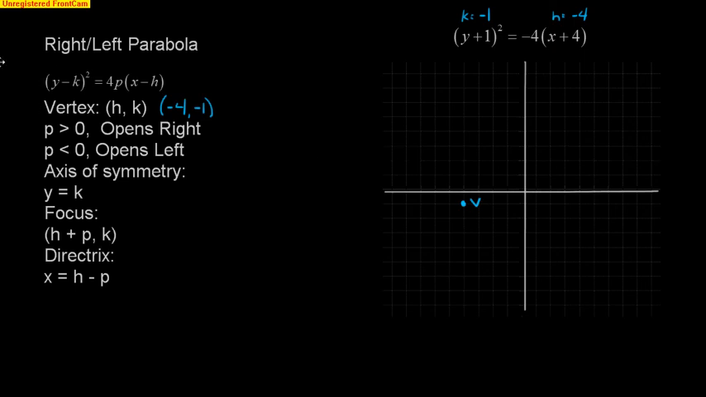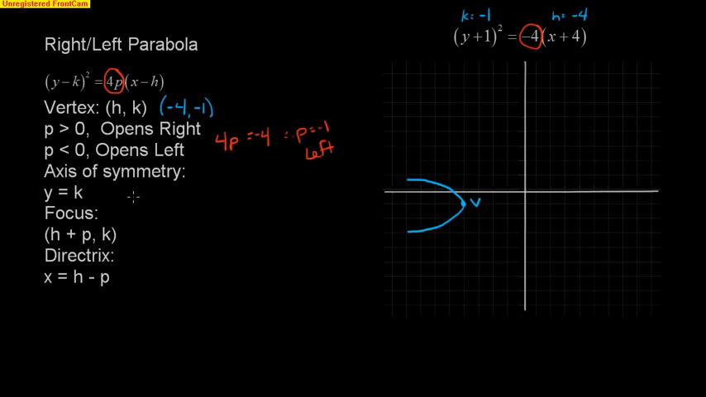Alright, which way are we opening? We're going to take 4P, that's whatever's right here in front, and set it equal to negative 4. So 4P is equal to negative 4. Therefore, P is equal to negative 1. So that tells me left. So when I go to draw it, I'm going to draw my parabola opening to the left. And again, we're not really concerned with how big or how wide or how skinny it's going to be. We just draw a nice easy parabola this way.